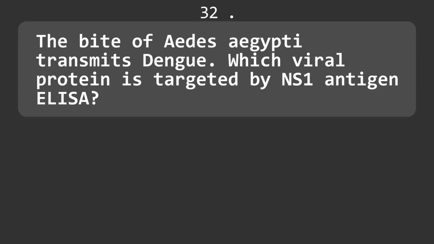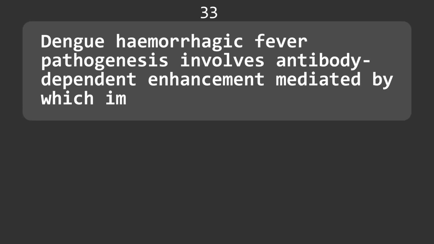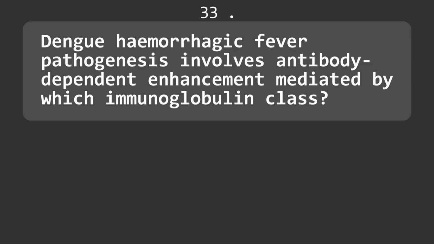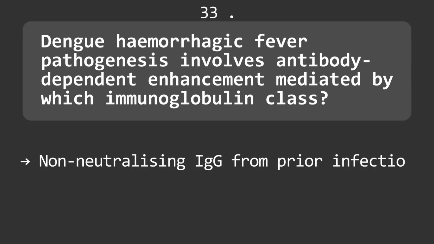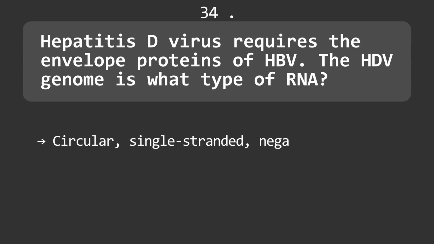Which viral protein is targeted by NS1 antigen ELISA? Non-structural protein 1. Dengue hemorrhagic fever pathogenesis involves antibody-dependent enhancement mediated by which immunoglobulin class? Non-neutralizing IgG from prior infection. Hepatitis D virus requires the envelope proteins of HBV. The HDV genome is what type of RNA? Circular, single-stranded, negative-sense RNA.